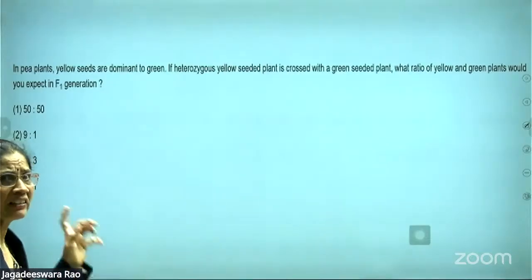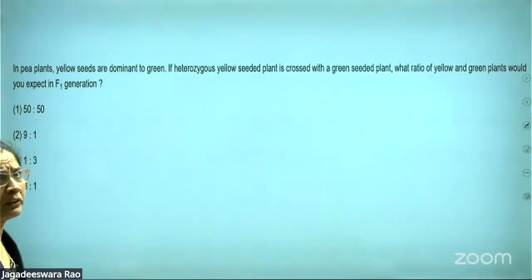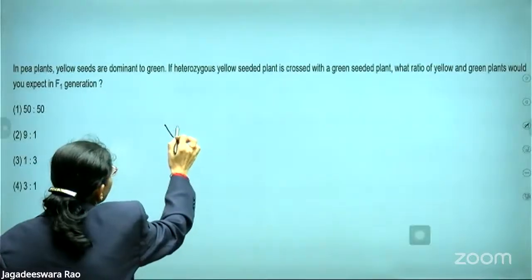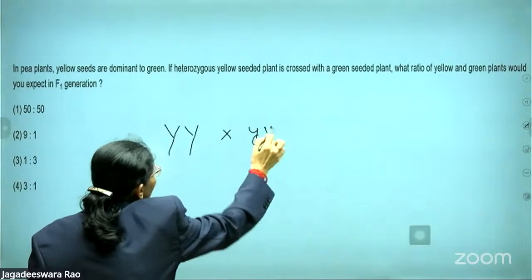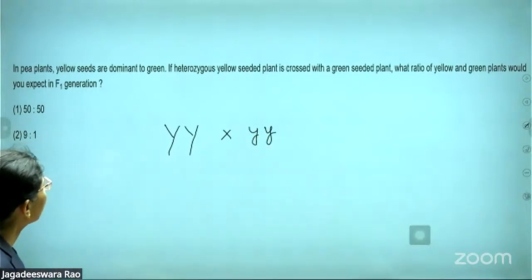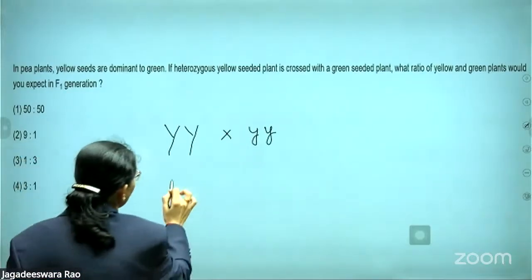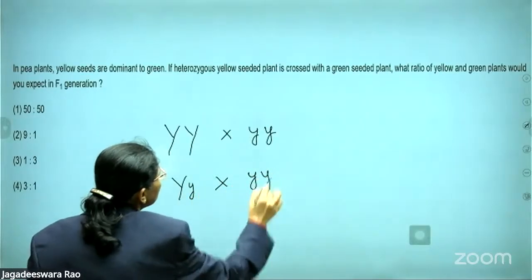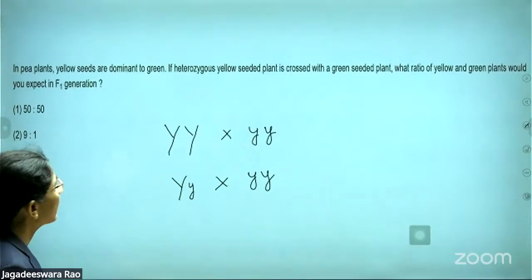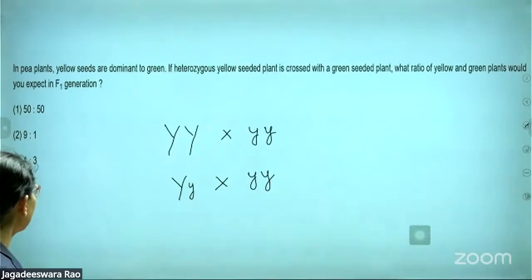Now the next one, you have to solve it very fast. Maximum you have to take only 30 seconds, okay? In pea plants, yellow seeds are dominant to green. You know very well, yellow seeds are dominant, capital Y, and green seeds are recessive, small y small y. Now, if a heterozygous yellow seeded plant is crossed with a green seeded plant, that means heterozygous is capital Y small y, crossed with a green seeded plant, then what ratio of yellow and green plants would you expect in the F1 generation?